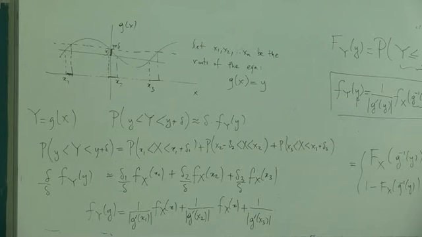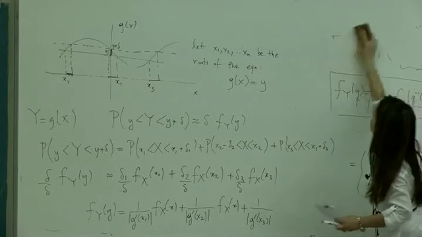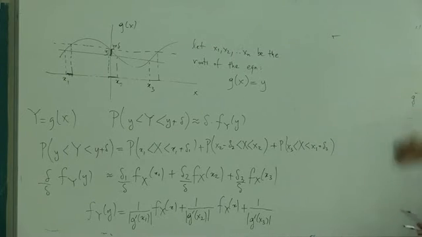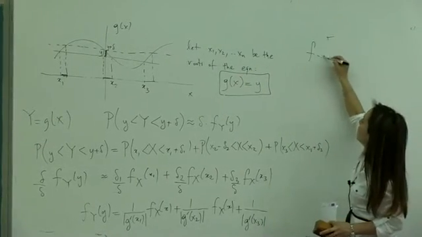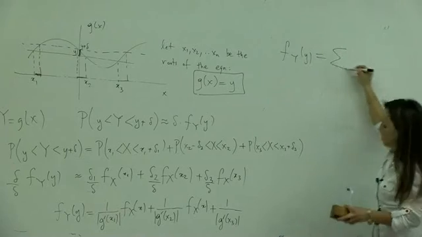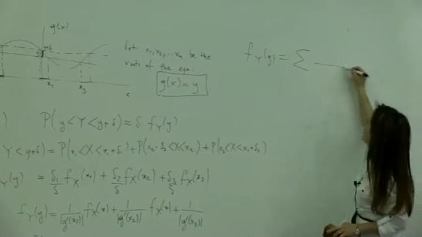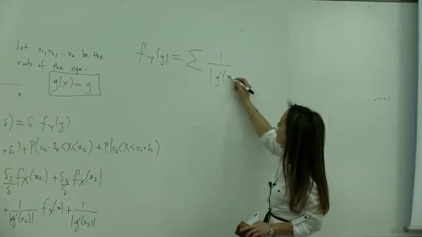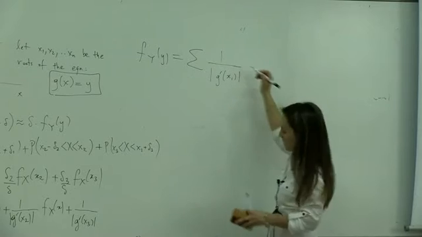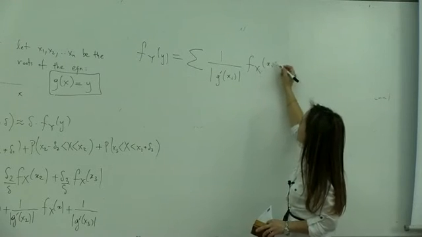It's positive. So in general, if x1, x2, ..., xn are the roots of this equation, g of x equals y, I can write fy of y as the summation of 1 over the absolute value of g derivative at xi, times fx of xi.